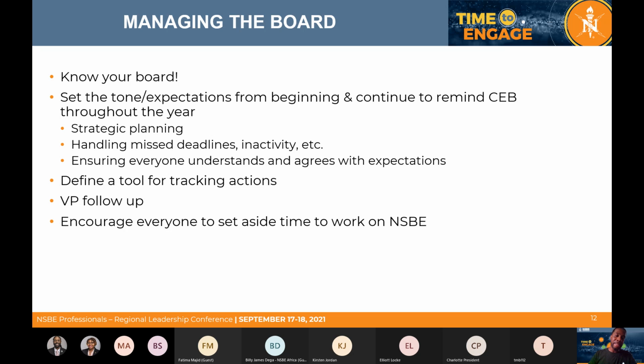And then last one, I highly encourage this, set aside some dedicated time to work on NSBE stuff. It could be a certain day of the week at certain times. What we do on the regional and national boards, we have what we call office hours, where there are specific times during the week that we set aside that we promise to work on NSBE stuff.